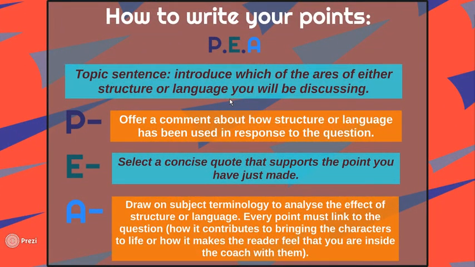Okay, so now that you have collated your 2 points for language and your 2 points for structure, you are now going to begin to write your PEA paragraphs. So, similar process as we have already looked at. You're going to need to start with a topic sentence, so introduce which of the areas of either structure or language you'll be discussing. Then you're going to put forward your point, followed by some concise evidence, and then in your analysis, that is where you're really going to draw on your subject terminology of either structure or language to analyse the effect.